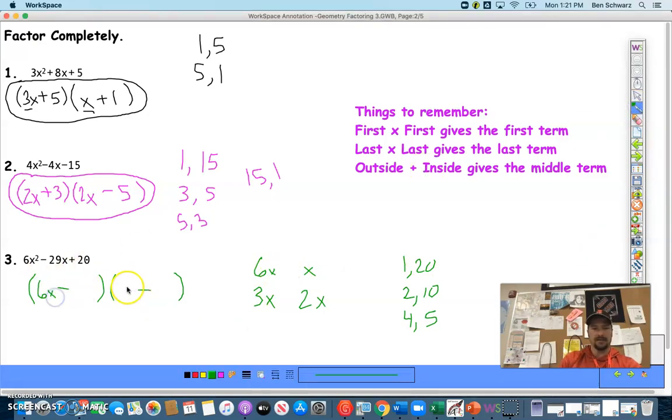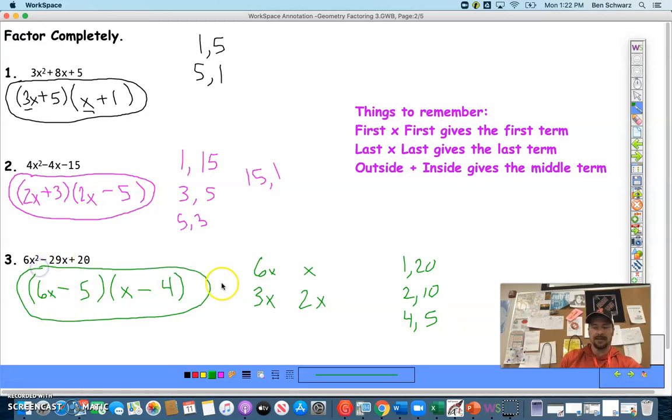So 6x and x. Now let's see if any of these work. Let's try 4 and 5. So minus 4, minus 30, that's negative 34. Nope. What if we try a 5 and a 4? Now we got minus 5x, minus 24x. Negative 24 and negative 5 make negative 29. So finally, after some guess and check work, we get our answer here.